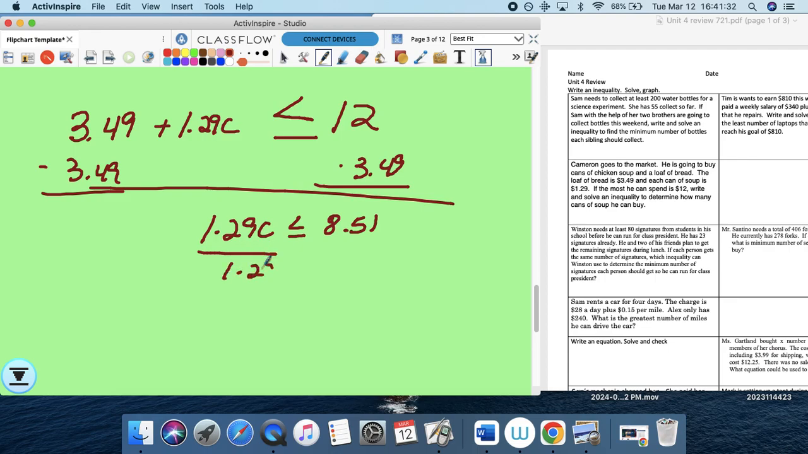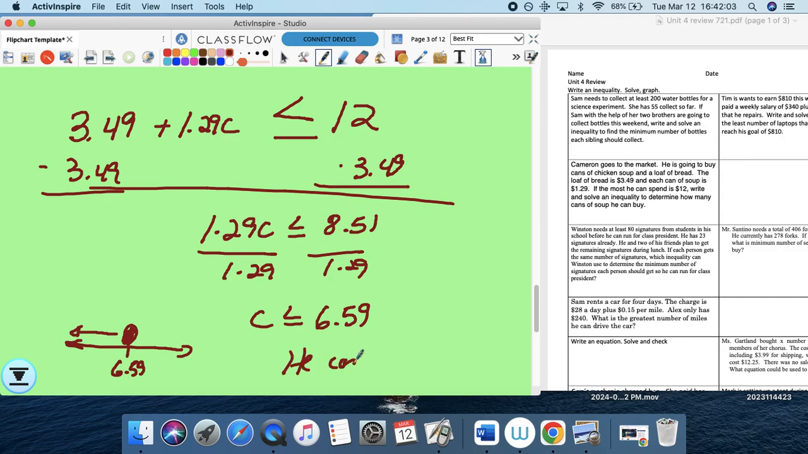We're going to divide that by 1.29, and C, the number of cans of soup, is going to be 6.59. So think about this for a second. Let's graph this for a moment. He can buy up to 6.59 cans of soup, but he can't buy 0.59 of a can. So the maximum number of cans he can buy is 6 cans.